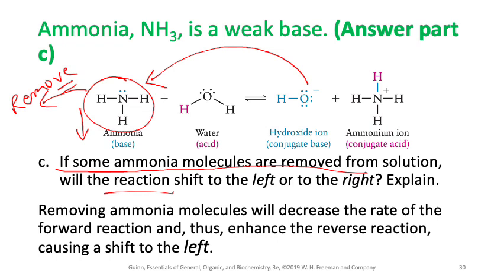Why? To replace the removed ammonium ion or ammonia that we took out from the reaction medium. So the reaction will move to the left, and the reaction tries to make more and more ammonia. So that's why the reaction moves to the left.